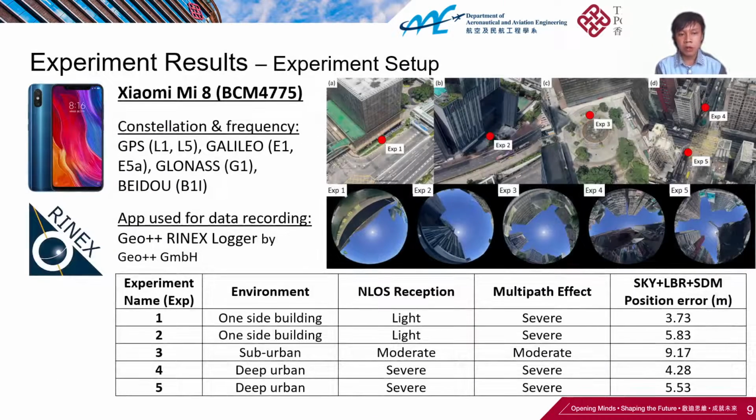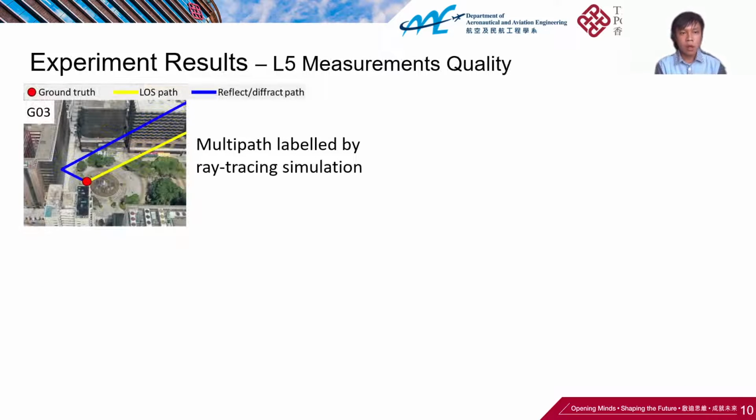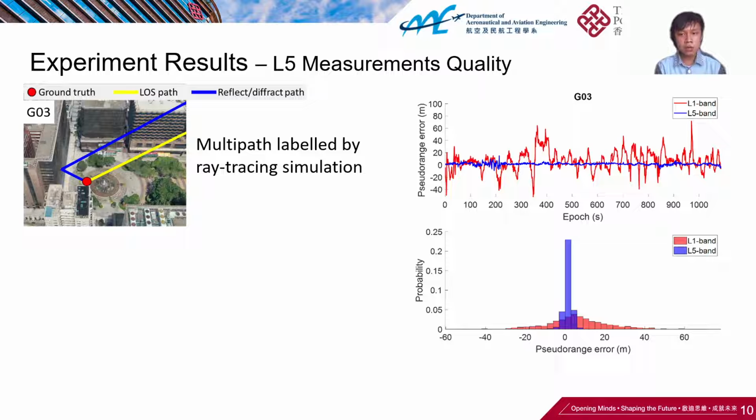We have done several experiments with the smartphone in different scenarios in Hong Kong. And we found that most of the positioning errors are within 10 meters on average. If we look at the L5 and L1 measurements for multipath-labeled satellites, the pseudorange error of the L5 signal is much smaller than the L1 signal.